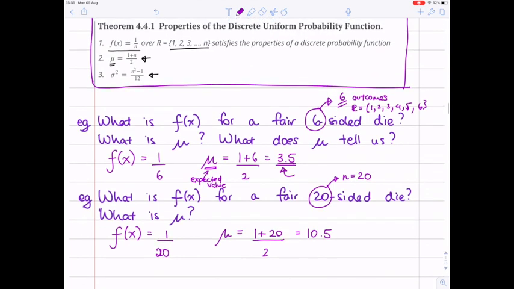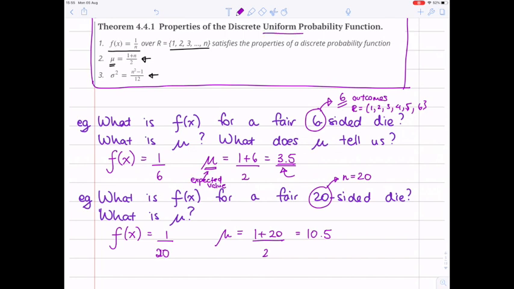So that's a discrete uniform probability function, called uniform because the probability of any particular outcome is the same. So we have equally likely outcomes, so you get a uniform or flat distribution.